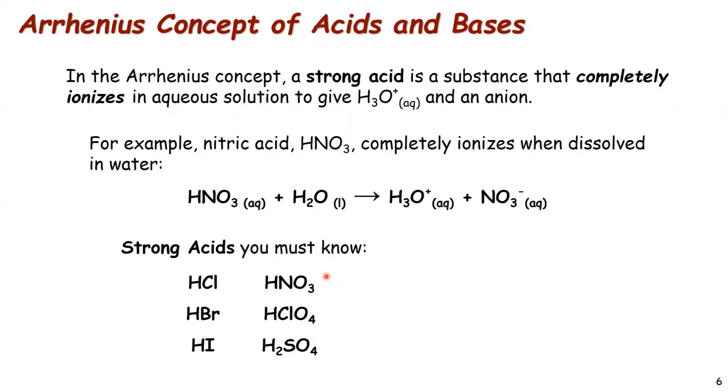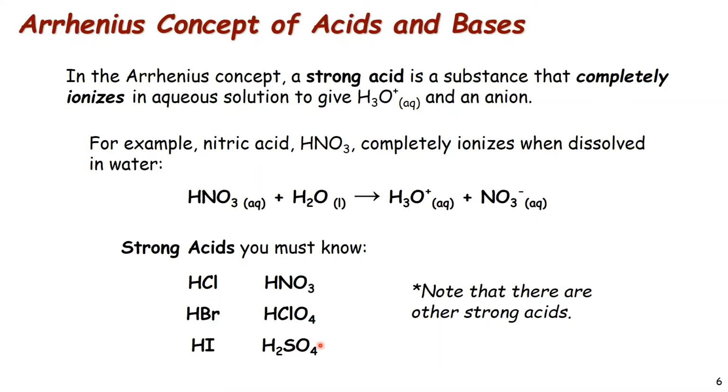So how do you know if it's a strong acid or a weak acid? Well, it's quite simple. You need to know your 6 strong acids, which of course you learned in Chem 110. They're in the tables that you must know. We have the 3 binary acids, hydrochloric, hydrobromic, and hydroiodic acids. And we have the oxo acids: nitric acid, perchloric acid, and sulfuric acid.